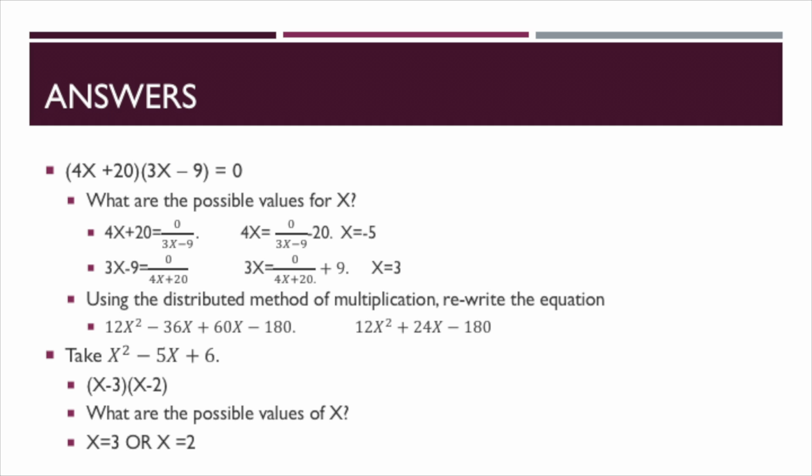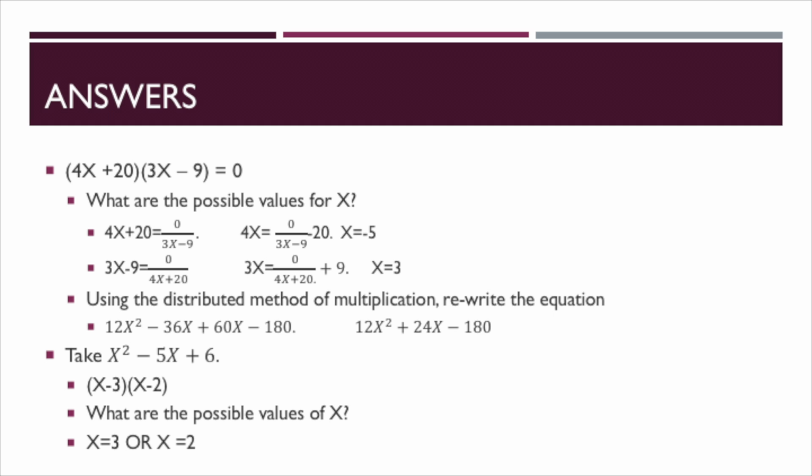Now we can also say 3x minus 9 equals 0 divided by 4x plus 20. Again, remember, 0 divided by anything is 0. Now we have 3x equals 0 over 4x plus 20 plus 9. X is 3. So we have two possible values for x, negative 5 and 3. And you can try them in that equation above and see how it works.